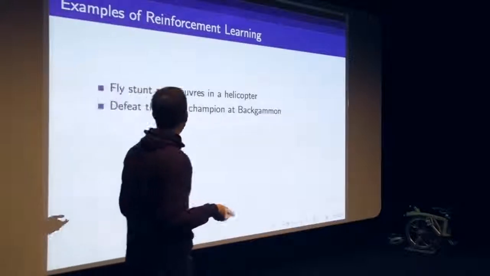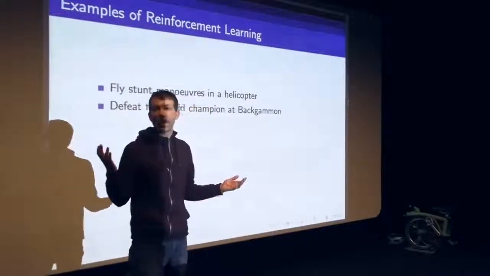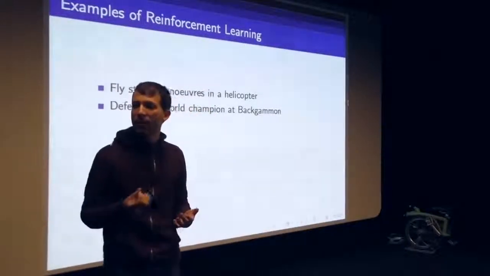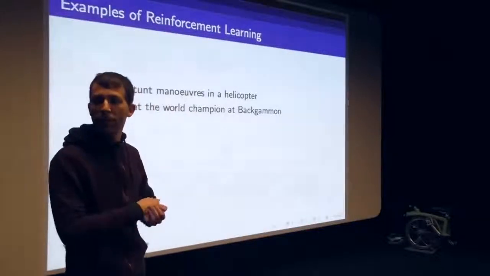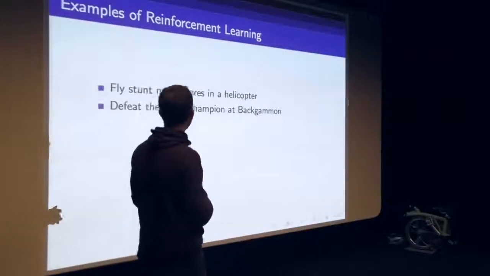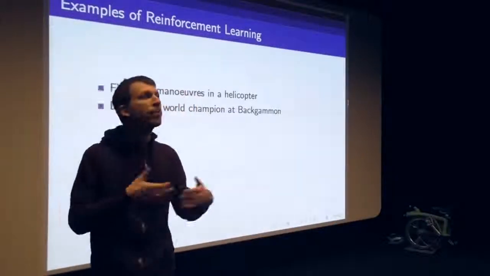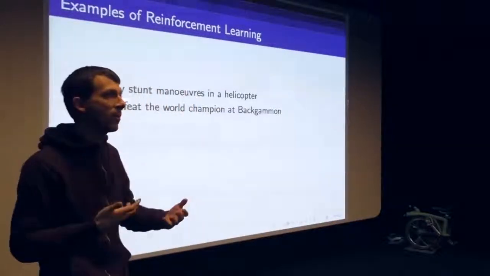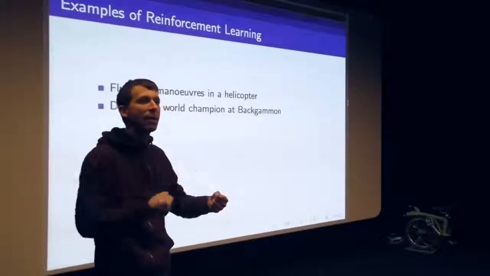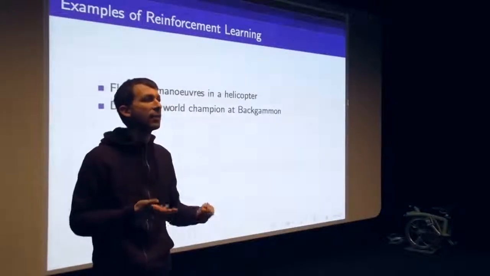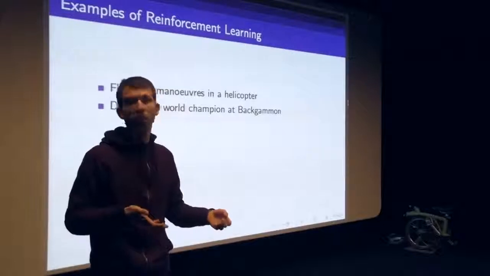Another example would be to play the game of backgammon. One of the famous successes of reinforcement learning is when Gerry Tesauro defeated the world human champion at the game of backgammon, just by reinforcement learning. This is a system that was basically playing the game again and again, and just by trial and error learning, figured out a way to play backgammon better than humans.